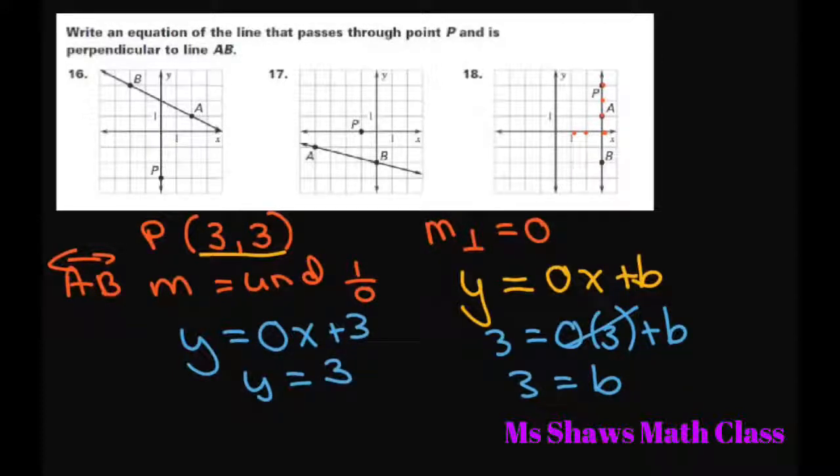That means my slope is 0. So just go up to 3, 1, 2, 3, and it's going to pass through that point right there. And there's your perpendicular line right there.